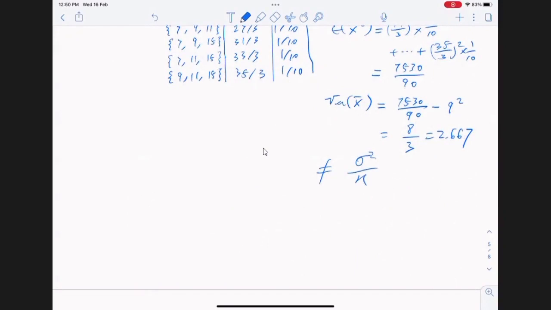In the previous question, I've mentioned this property that when we have a random sample, the sample mean will have a variance equal to sigma square over n. But in this example, it won't work. The reason is that we are sampling without replacement. This formula works only for sampling with replacement.